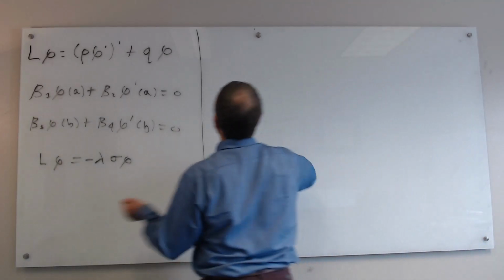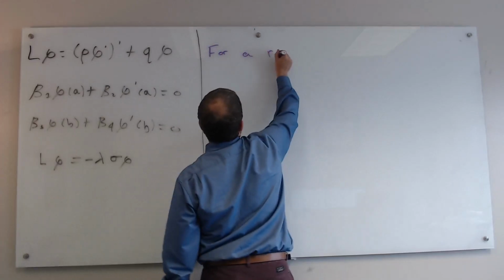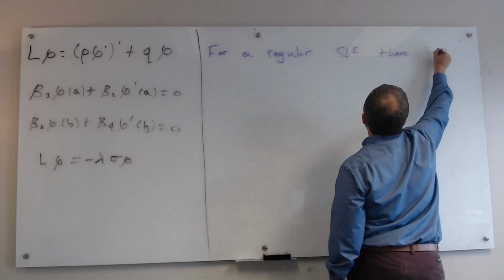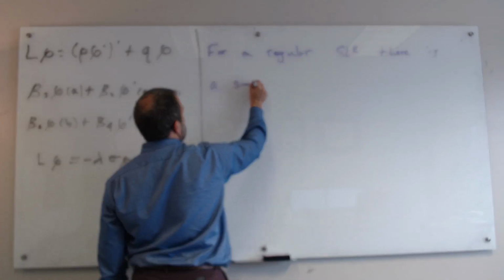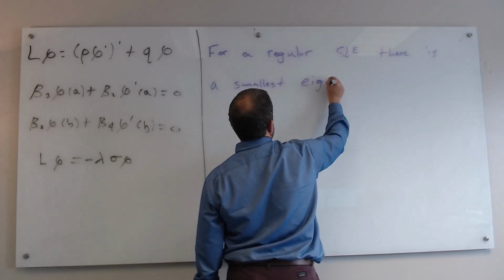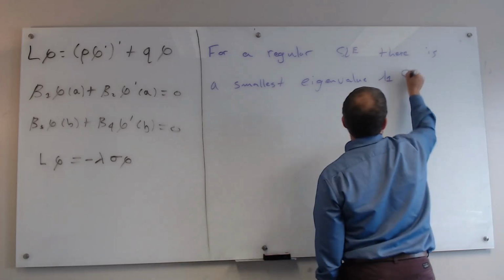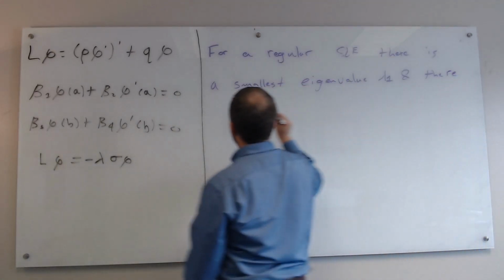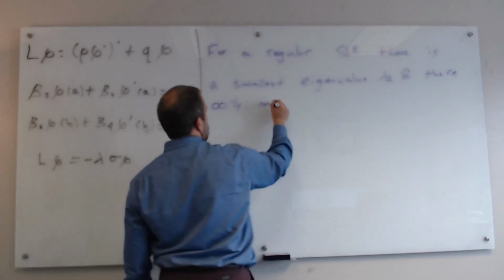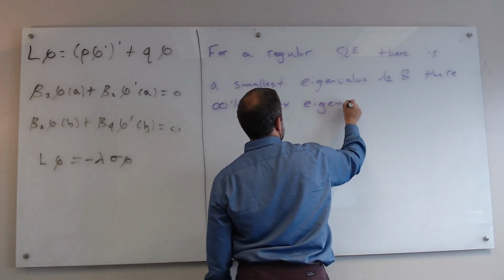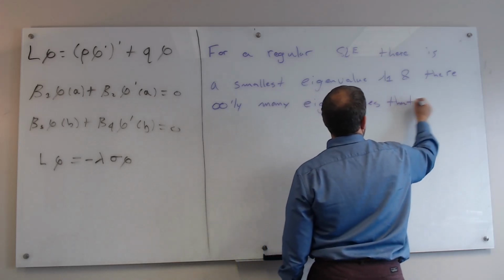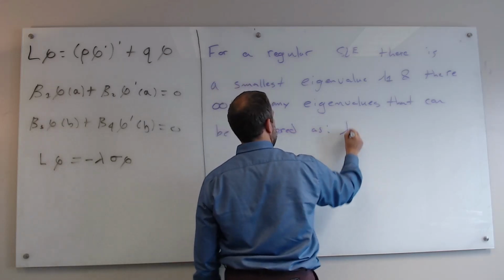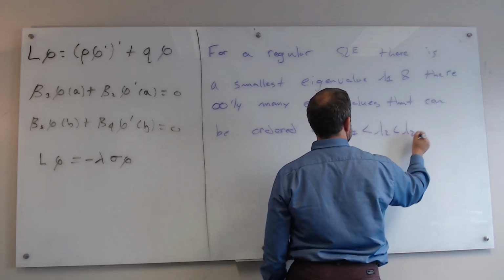Okay, so for a regular Sturm-Liouville eigenvalue problem, there is a smallest eigenvalue, lambda_1, and there are infinitely many eigenvalues that can be ordered as lambda_1 is less than lambda_2 is less than lambda_3, and so on and so forth.